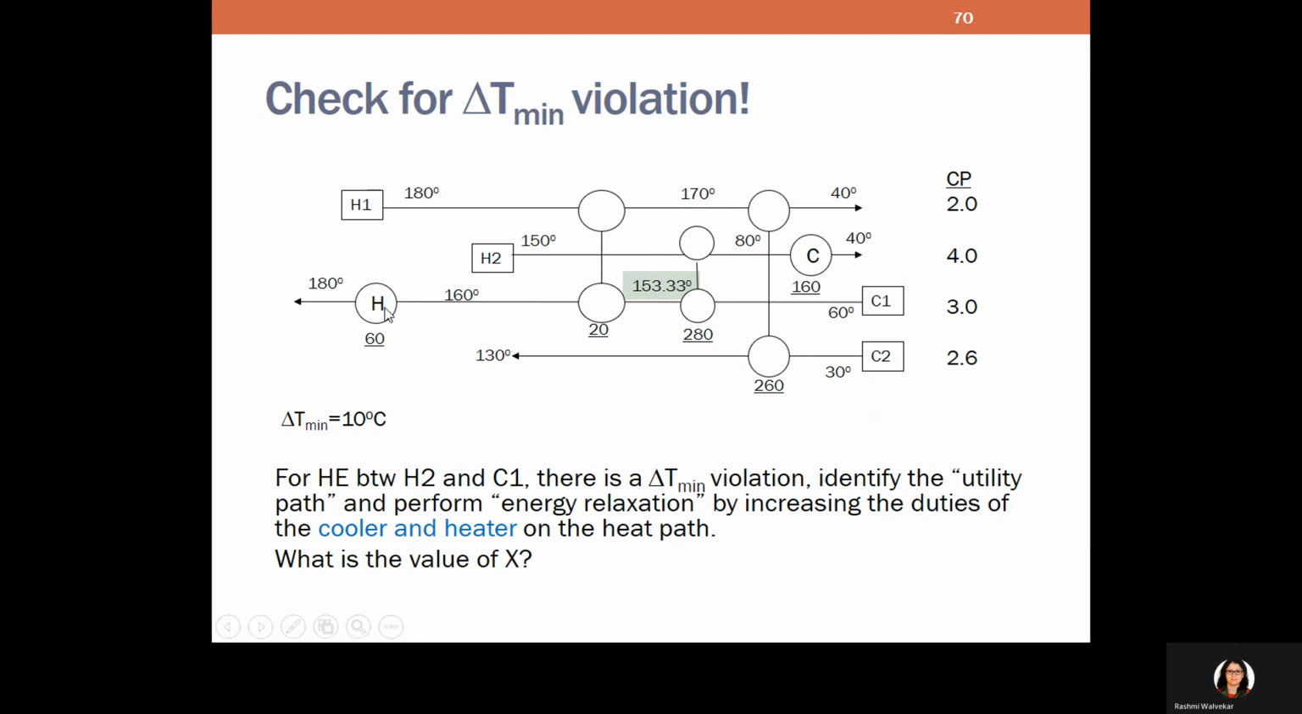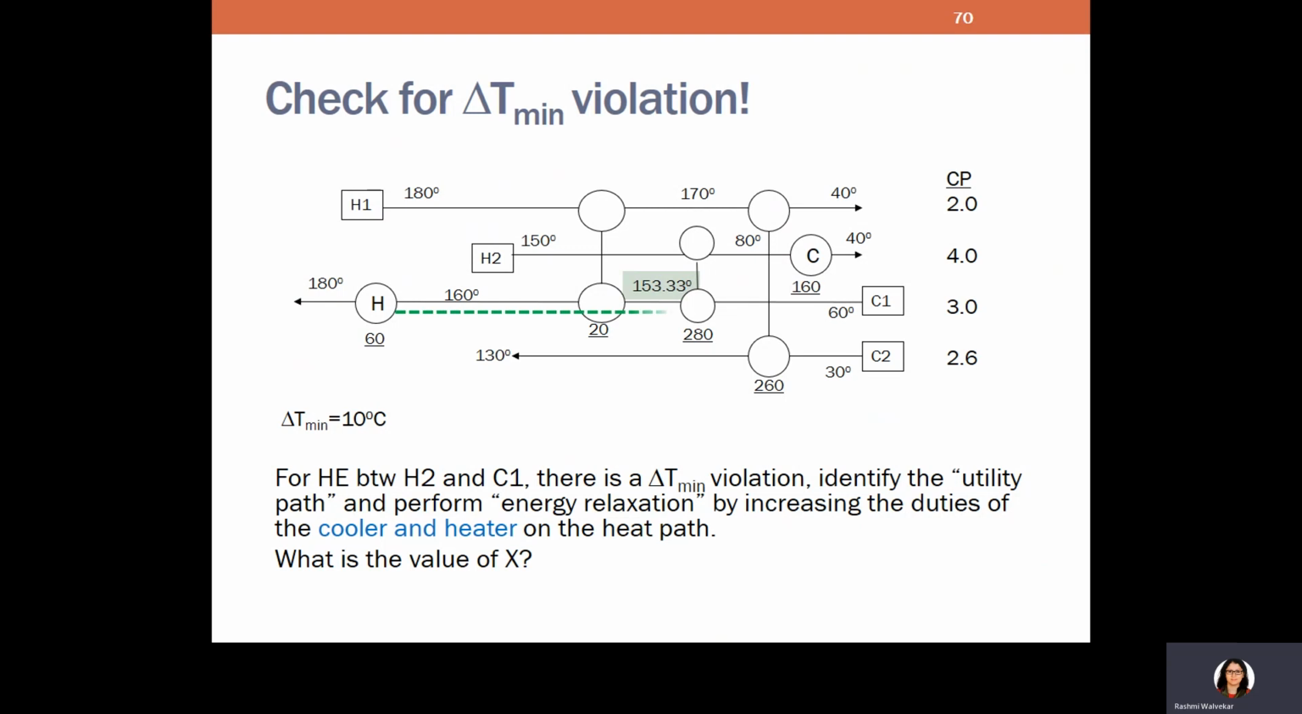So now, if you look at the utility path, this is your heat exchanger. Sorry, this is your heater that connects through this heat exchanger and connects to the cold utility. So between the heater and the cooler, between those hot and cold streams, the delta T is 10 degrees Celsius that we set in the beginning. But now if you see, the temperature here is 150. The temperature of this stream is 153.33. So the difference is not 10 degrees Celsius. So what we are supposed to do is restore the delta T minimum.